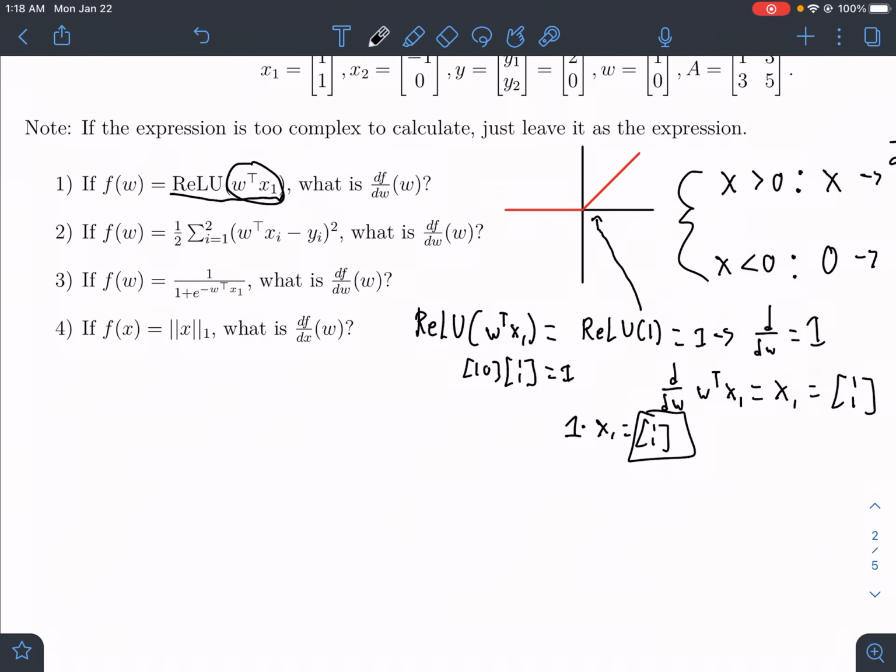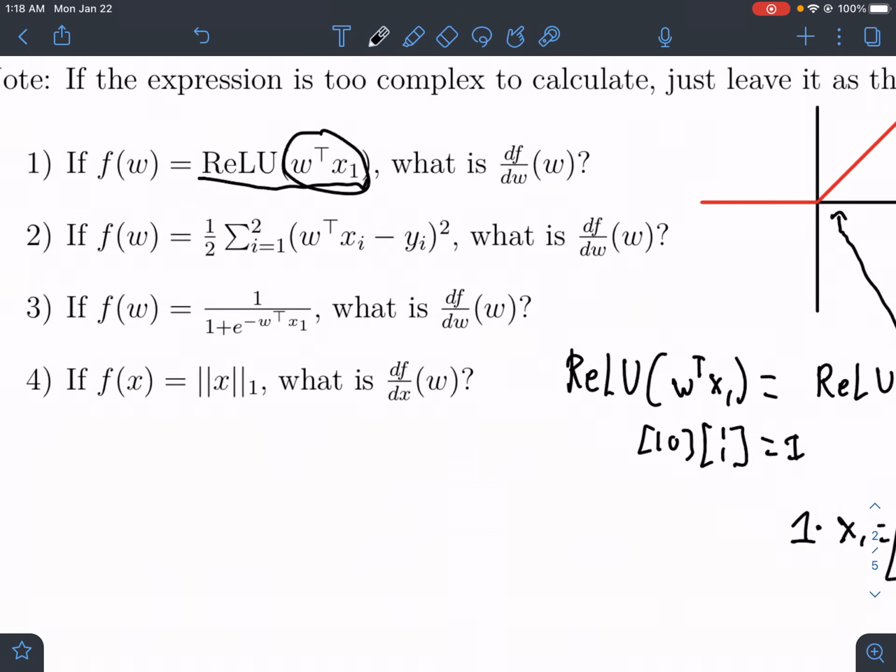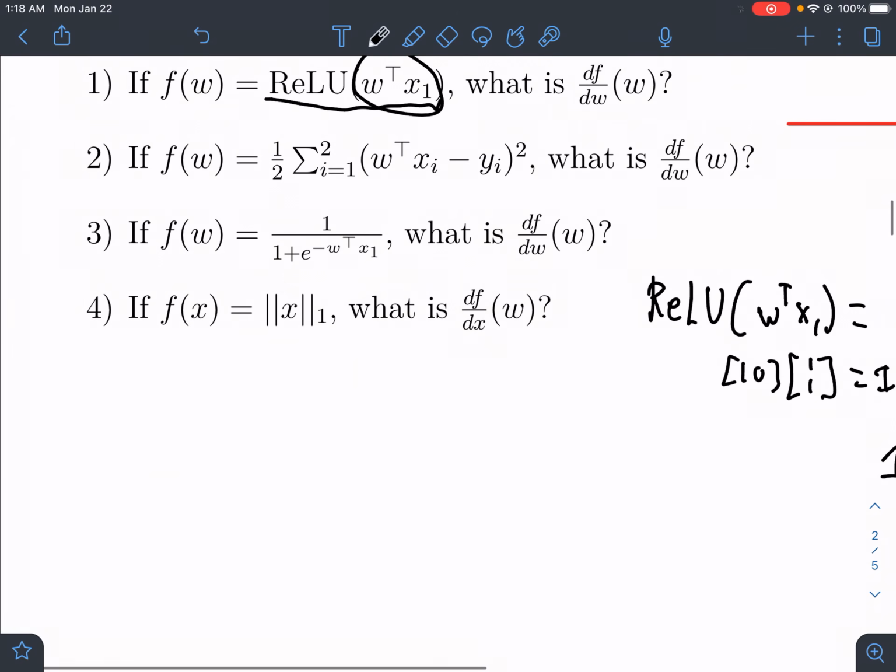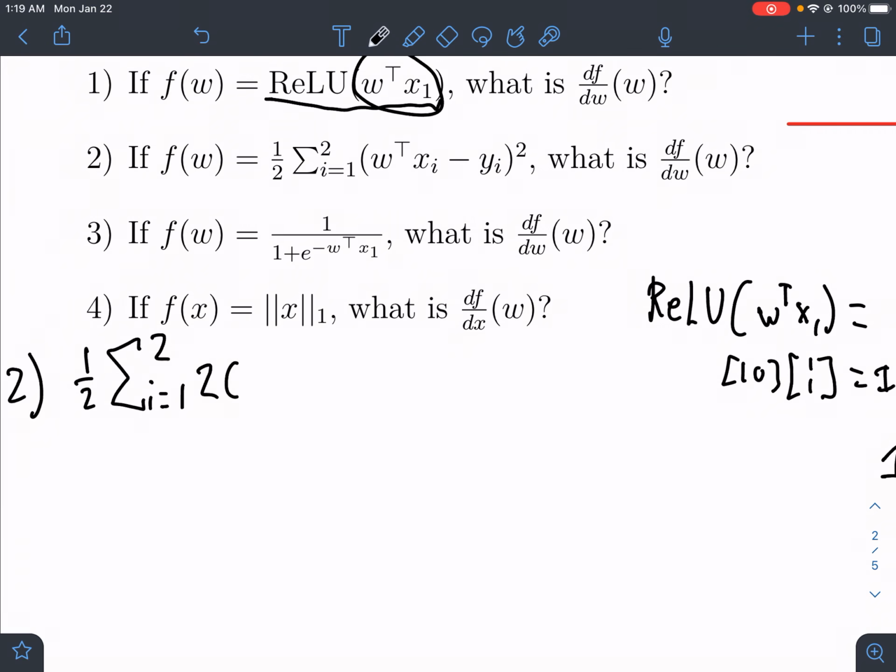All right, for part 2, we have a summation. This is chain rule practice, but we also need to remember that when we take the derivative and there's sigma notation in there, we can just ignore it. So for part 2, we're going to do 1/2, keep the sigma notation in there, and take the derivative of the outside. So we're going to do 2 times W transpose x sub i minus y sub i. And then we need to take the derivative of the inside.